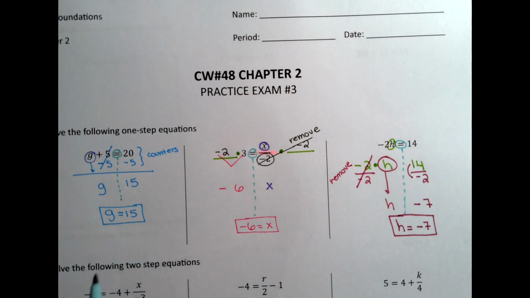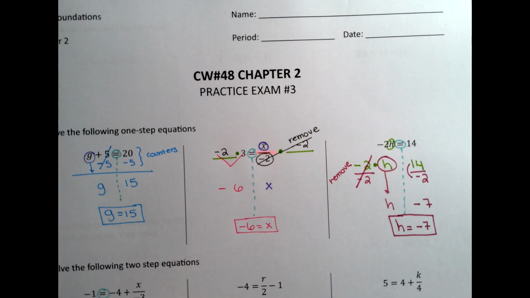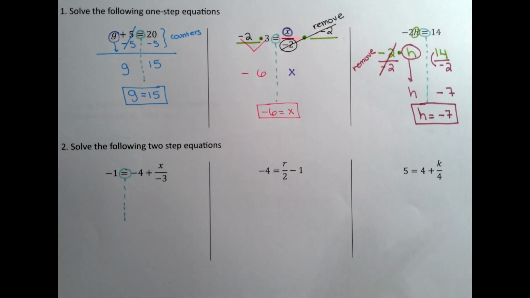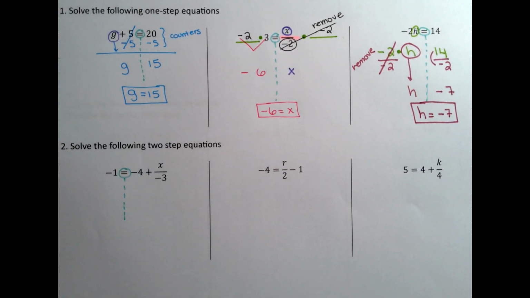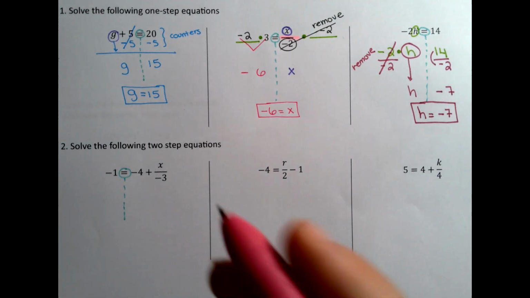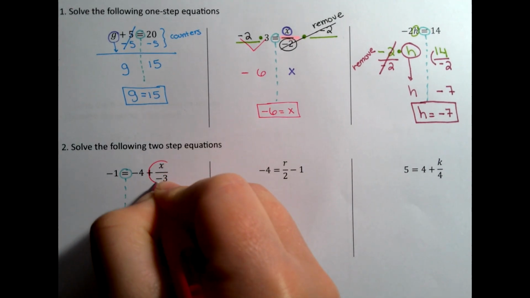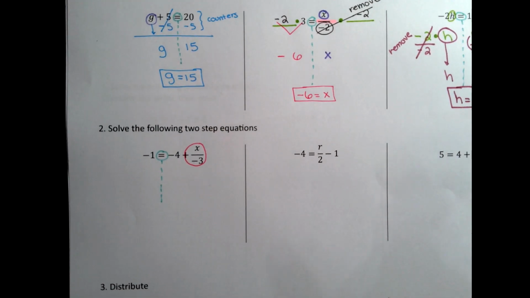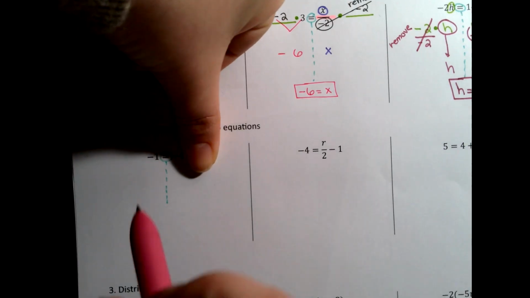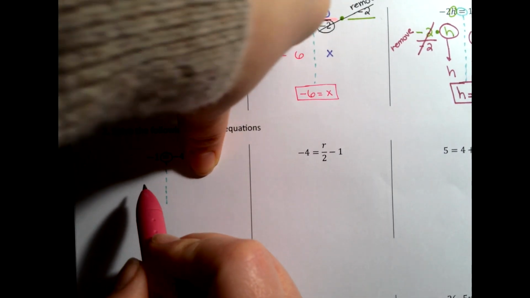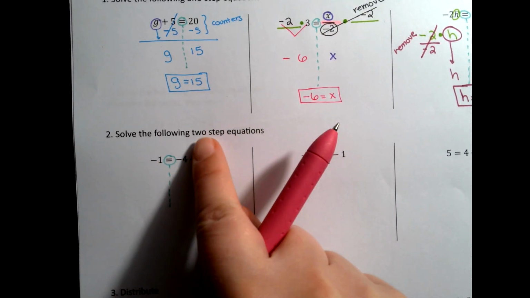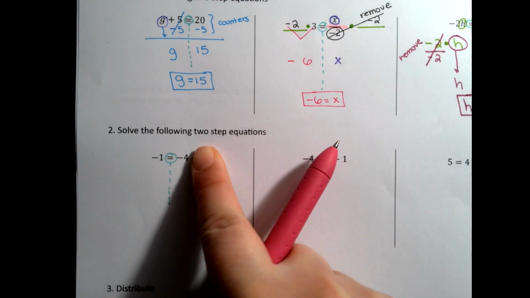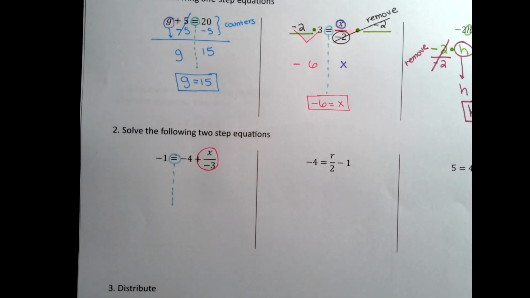Two-step equations, we're going to circle the dotted line, and now we're going to circle the term with the variable. So what that means is I'm going to circle this positive x over negative 3. I'm going to take my finger, I'm going to cover that term. Notice I have this, oh, you can't actually see that because my hand's in the way in my shadow. Let's try this right here. Notice that I have this negative 4.